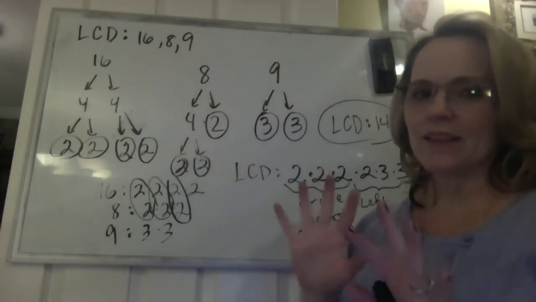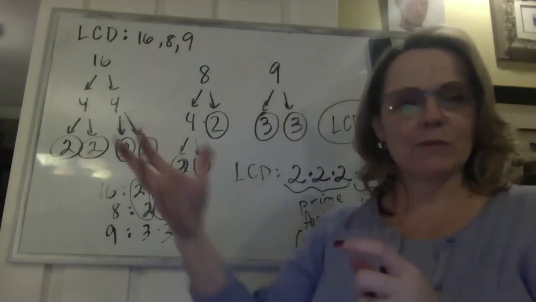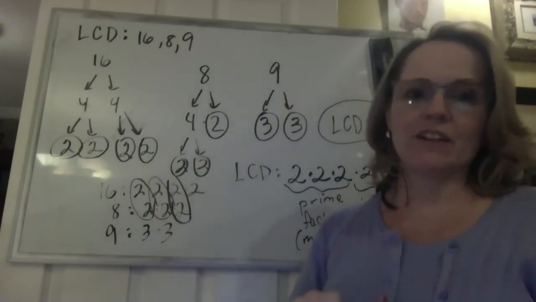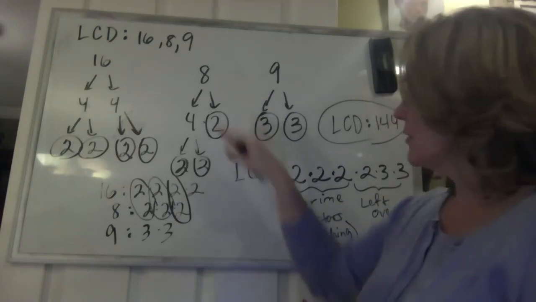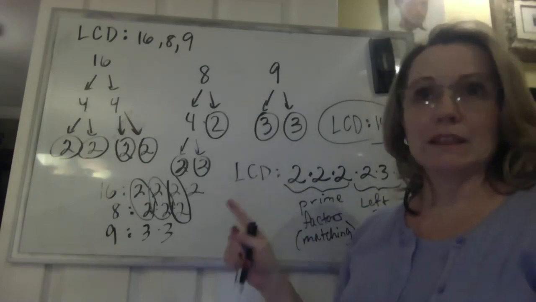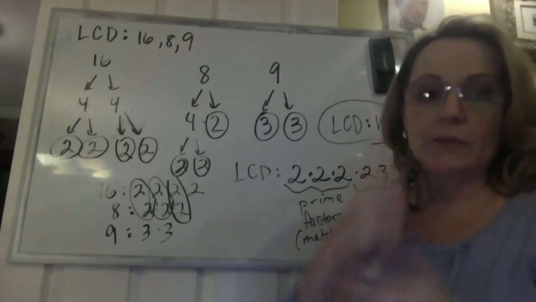So sometimes that idea of just listing all the multiples of the bigger number, it takes a while, it's not very efficient. And you might be thinking, oh, I don't know if I've got the right one. If you do the factor tree method, you're going to end up with the least of the common multiples, and that's really what you were looking for.